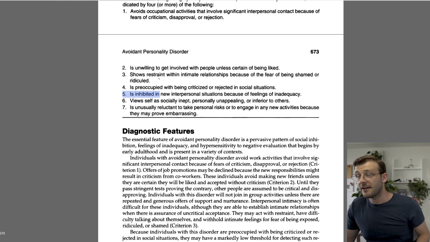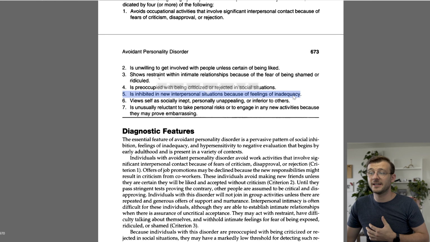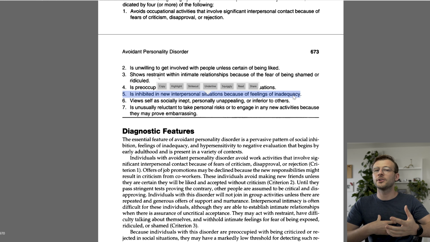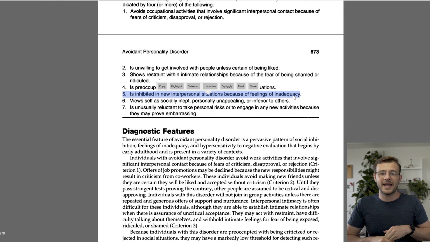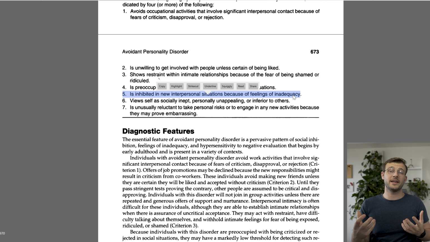Okay, criteria 5 is they feel inhibited in new interpersonal situations because of feelings of inadequacy. So that can be a new friendship or a new colleague or a new whatever. And they might not want to share certain things of themselves. They might not want to say what they do for work because they might feel that they'll get judged.